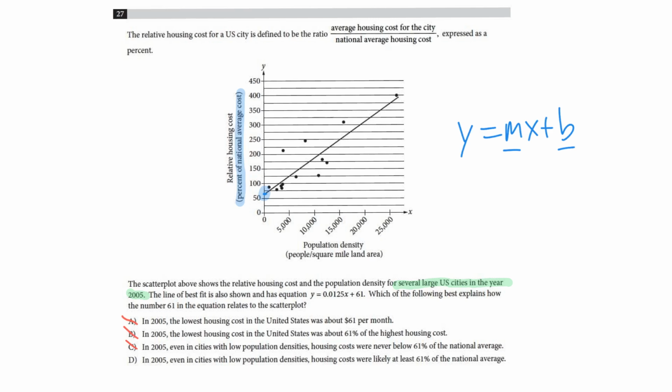And then on the next one, D, in 2005, even in cities with low population densities, housing costs were likely, that's the key word there, likely at least 61% of the national average. And yes, I am going to say D for our final answer.